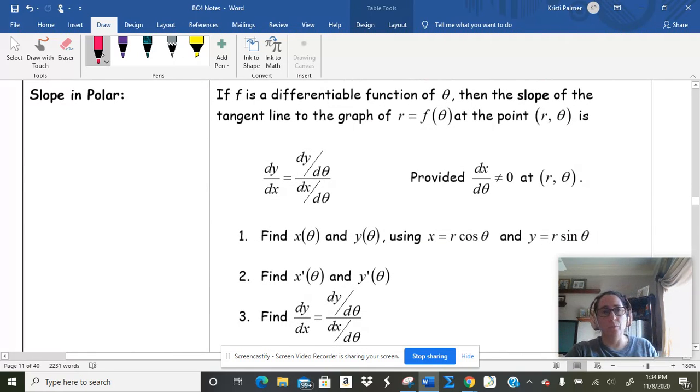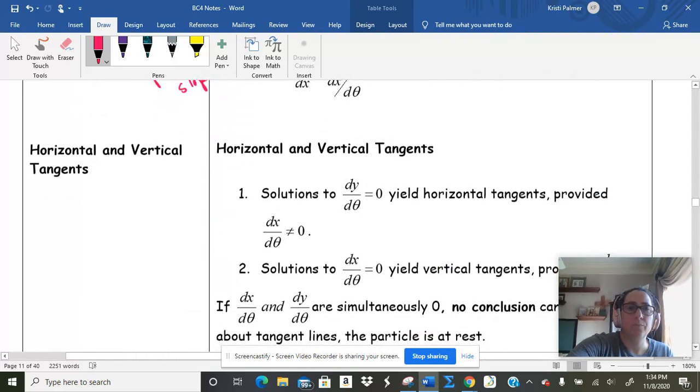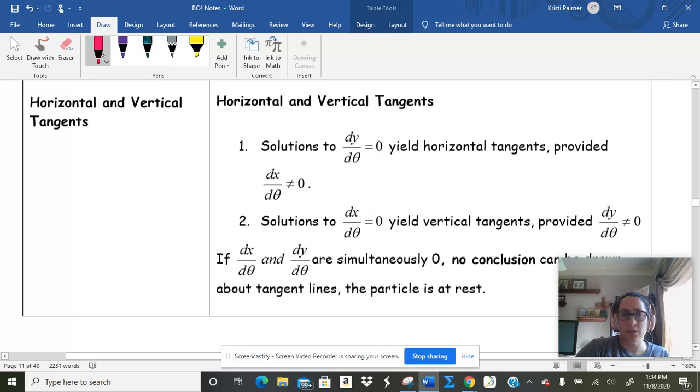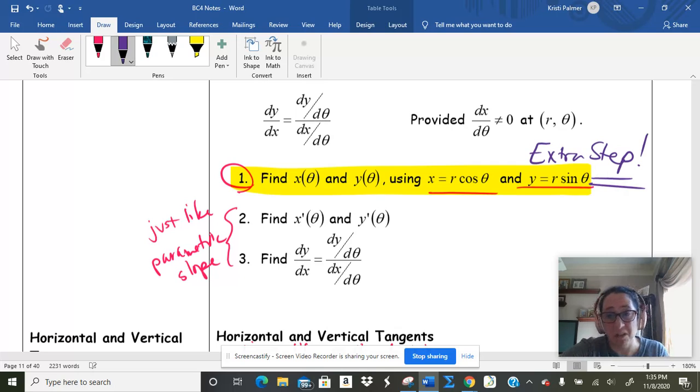Okay, so slope in polar, you kind of have to first get to a parametric. So my first step is to turn those equations into a parametric form using that r cosine theta and r sine theta. Then 2 and 3 is just like parametric. So a horizontal tangent and vertical tangent are just like parametric. The trick is that we just have this extra step that we have to do first, and it's sometimes a lot of work.